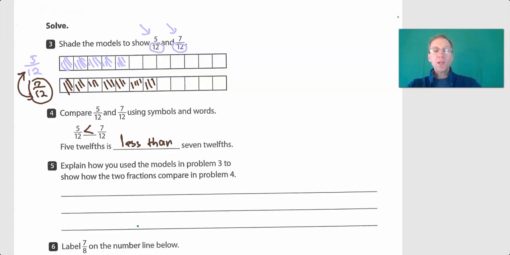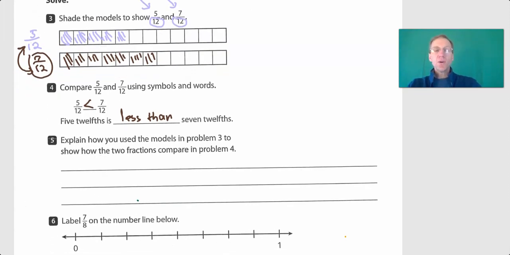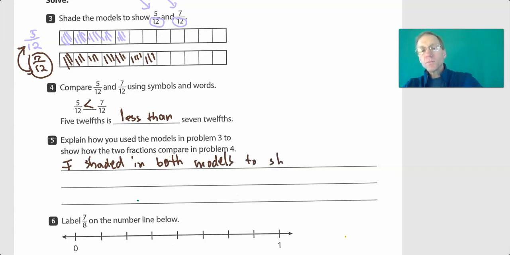Ta-da! It says explain how you use the models in problem 3 to show how the two fractions compare in problem 4. So you would just say what you did. In math, if you want to explain a problem, just explain the steps you did. So you could say, this is one way to do it: I shaded in both models to show the fractions 5/12 and 7/12.